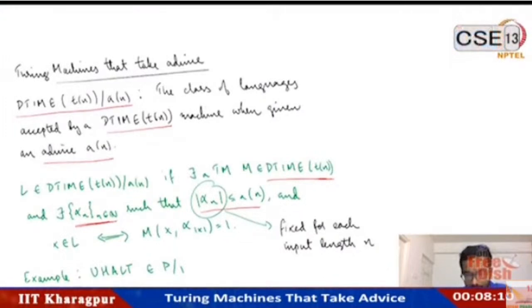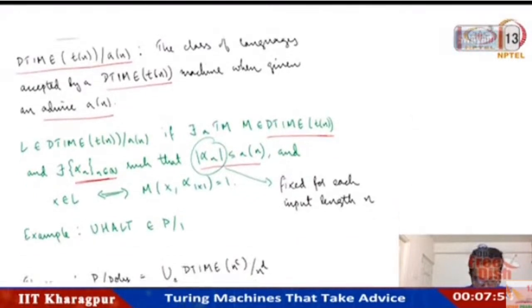The second difference is rather more important. So it does not have the kind of power that NP has, because it is fixed for a certain input size, and x is in the language if the Turing machine accepts it with the help of the advice string. So the Turing machine should accept x along with the α of the corresponding input length.